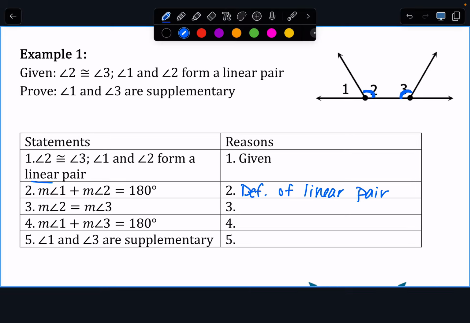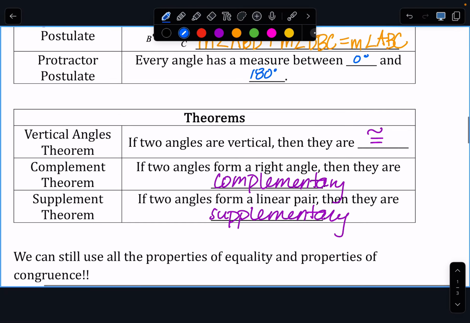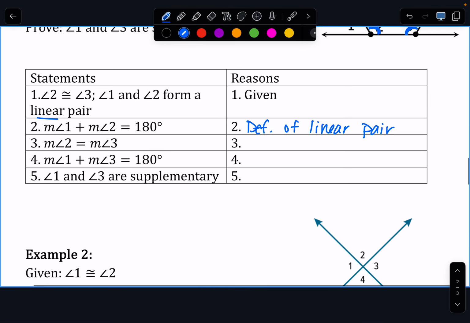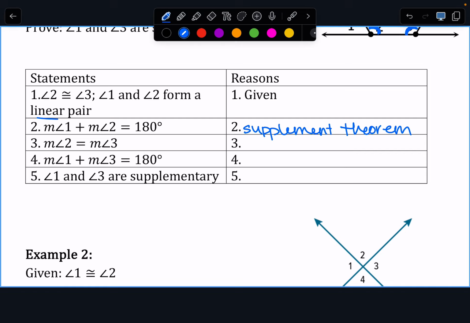Can't we use supplement theorem? Yes, we could. So you can say this, or you could say supplement theorem. Okay. Either way, I'm cool. How about this? The measure of angle 2 equals the measure of angle 3. How did I get that? Because here I have 2 is congruent to 3. Here I have that they're equal. So there's our angle version of definition of congruence.